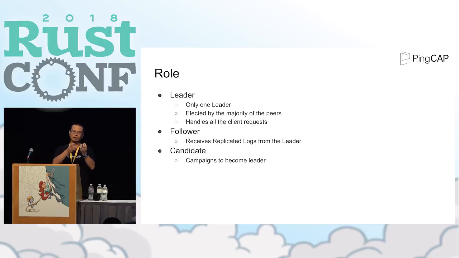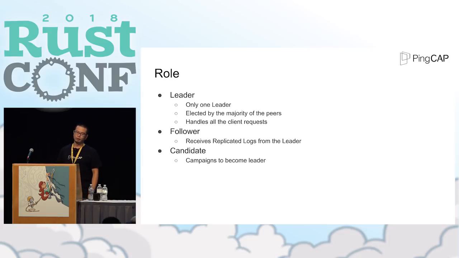The leader handles not only the write, but also the read must go through the leader. So at this time, because we have only one leader, we don't need to worry about the split-brain problem, as I said before, because both the read and the write go through the leader. And if the leader is elected, what are the other peers? They are the followers. The followers will do nothing but receive messages from the leader and do the local replication.